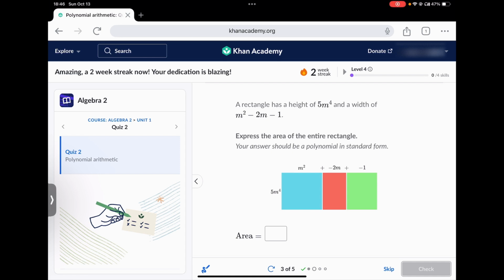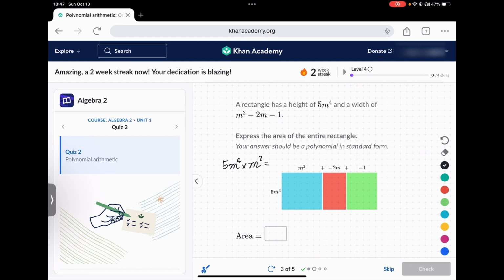Question 3 wants us to use an area model with the height of 5m to the power of 4 and a width of m squared minus 2m minus 1. Again, we're going to use the same way as question 1. So 5m to the power of 4 times m squared. It's going to be 5 times 1, that is omitted, so it's going to be 5. And m to the power of 4 and m squared, two exponents, add those 2 up. So it's going to be 6. So m to the power of 6.